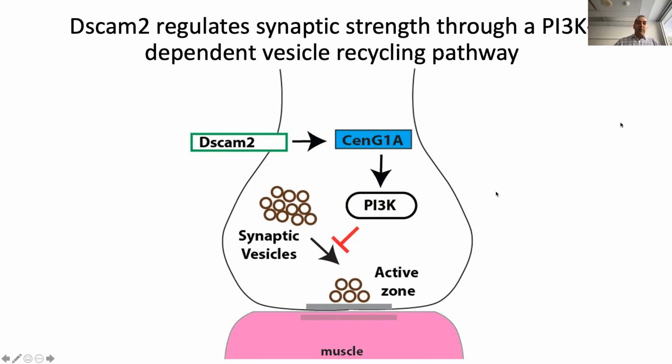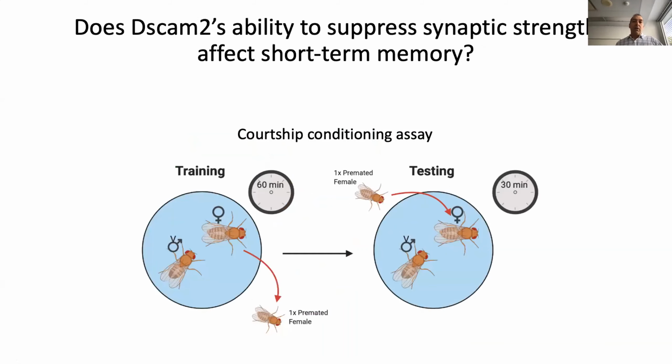I'm not going to go through all of the data, but we have shown that in the DSCAM2 mutant motor neurons, we have changes in phosphoinositides that you would expect from having a reduced amount of PI3 kinase in there. So we're confident that this pathway is part of the process that we're studying. So that's all the preliminary or the published data that I'm going to talk about. So now I want to talk about what we've been doing more recently.